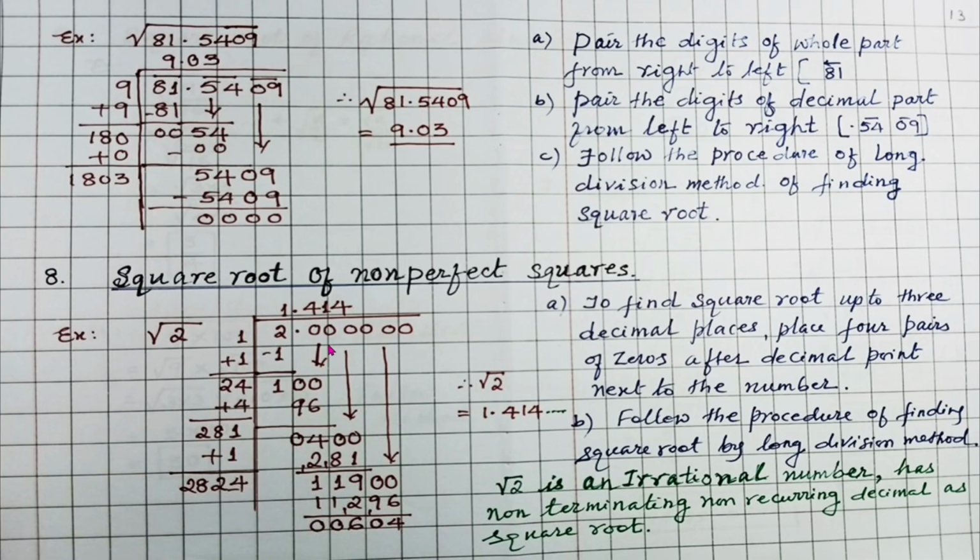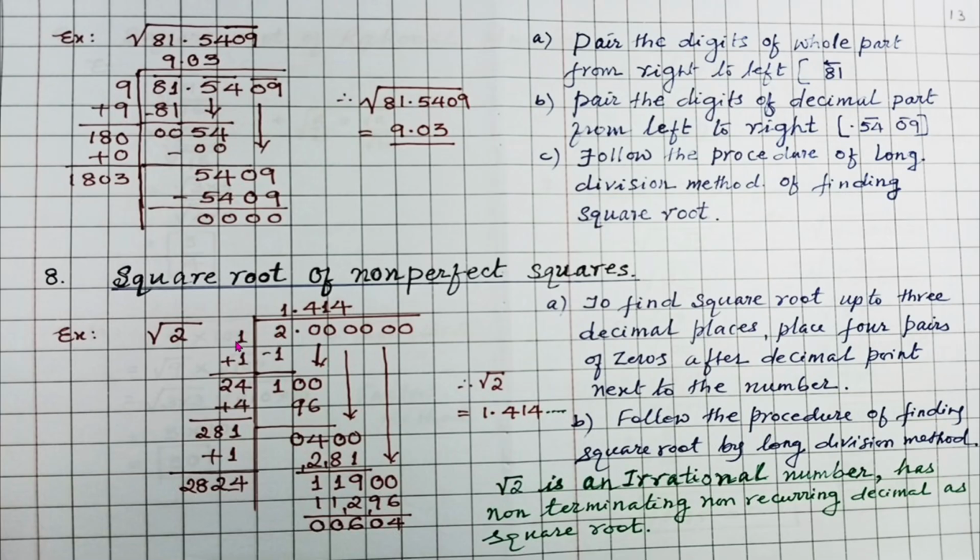If we want 3 decimals, then we have to have 3 pairs of zeros. So let us go for 3 decimal places. Let us have 3 pairs of zeros. Let us begin finding out the square root of 2 by the long division method. Now pair them first. We have got 1 pair, 2 pair, 3 pairs and the 4th pair. So 4 pairs means there will be 4 digits in the square root, with 3 decimal places.